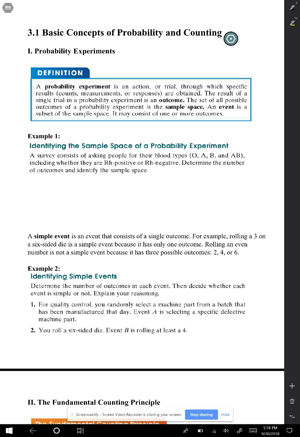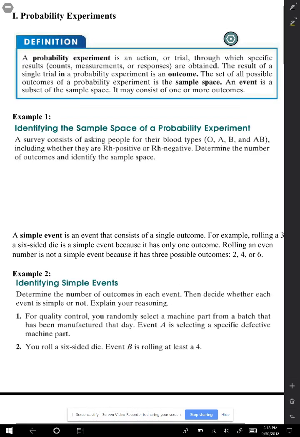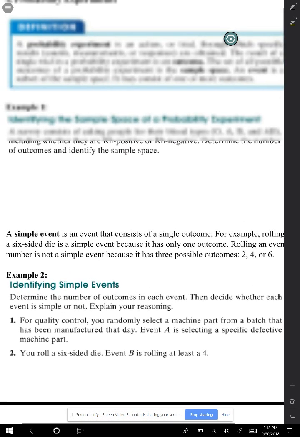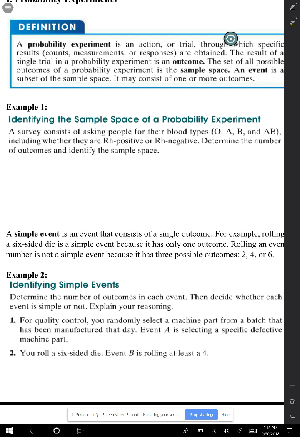The first example is just to identify the sample space of a probability experiment, and then we're going to determine how many outcomes there are. This is a survey that consisted of asking people their blood types, so they can be type O, A, B, or AB, and then they had to include whether they were Rh positive or negative. So the way we're going to do this is we're going to create what's called a tree diagram.